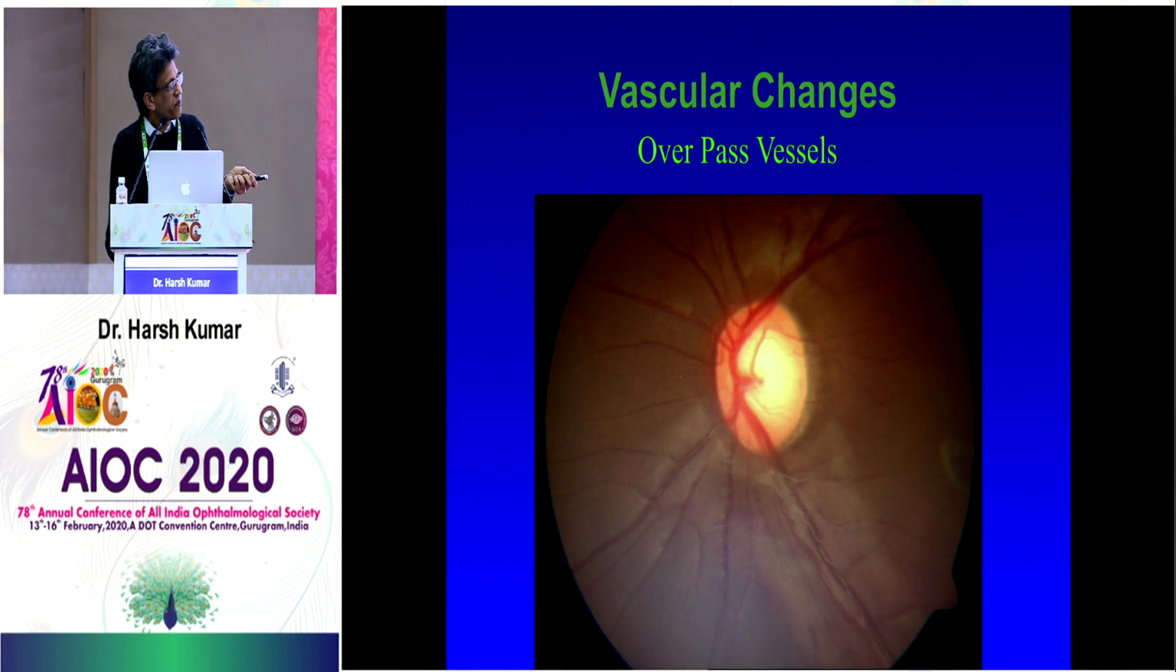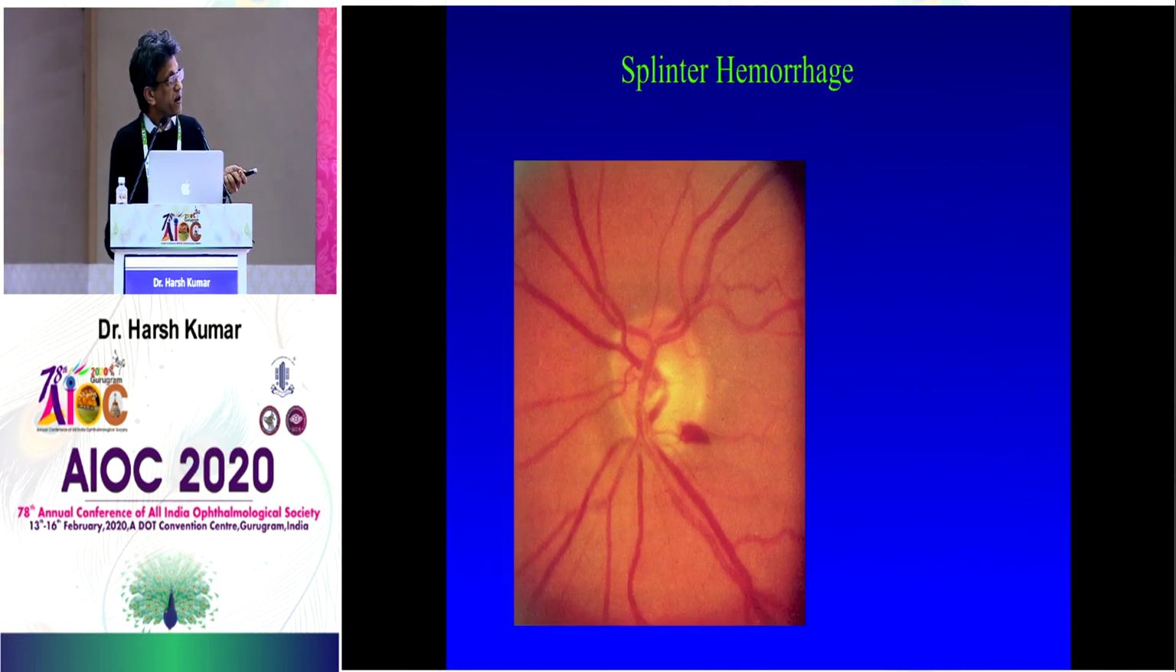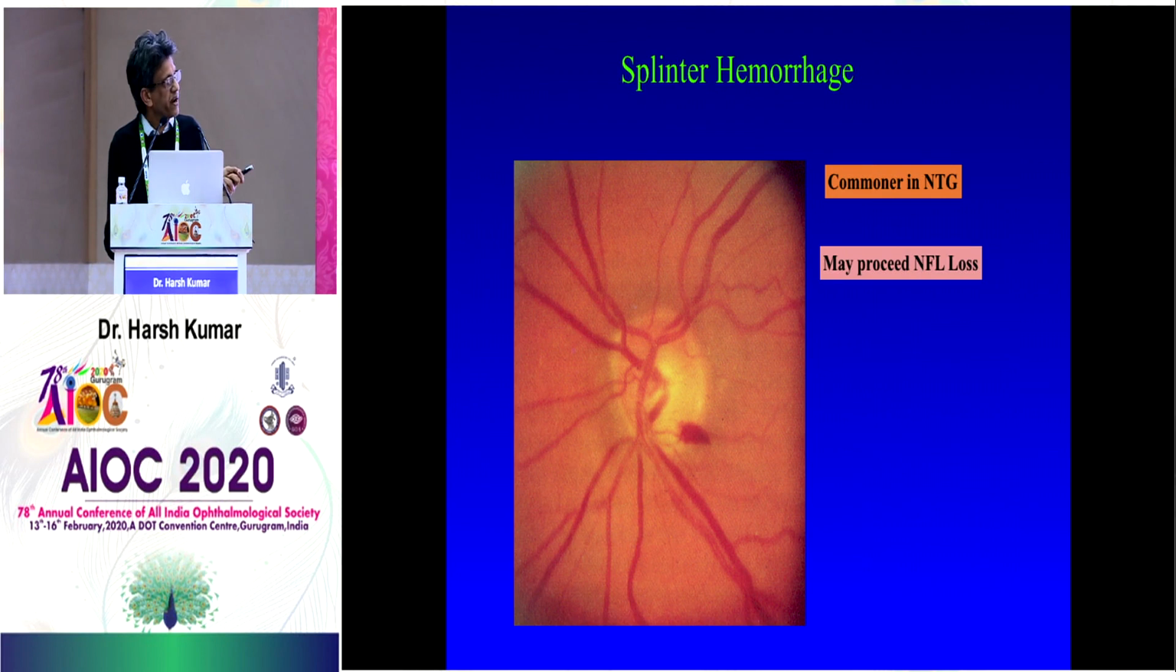Again, overpass cupping, same way, things which were there are dropping off here, and this vessel will ultimately drop into the cup. Splinter hemorrhage is very, very important. If you see a splinter hemorrhage at the edge of the disc in a shape like this, that means something is going wrong. It is commoner in NTG, and may proceed to the full NFL loss.